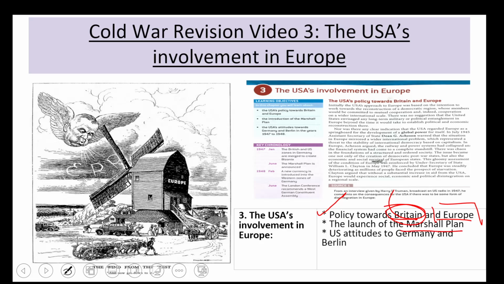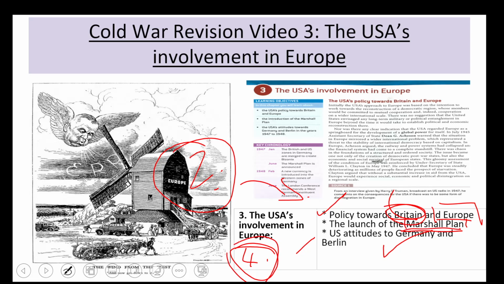We'll then be looking at the Marshall Plan, which is, of course, the financial and economic manifestation of the Truman Doctrine, key moment within the early Cold War. And then finally, we'll look at the US's attitudes towards Germany and Berlin, which is really nice because that leads us directly into Unit 4, which is all about the first Berlin crisis. So it's nice because you've got that direct link between Unit 2, the Truman Doctrine, and this unit with the Marshall Plan, and then Unit 4 with the first Berlin crisis.